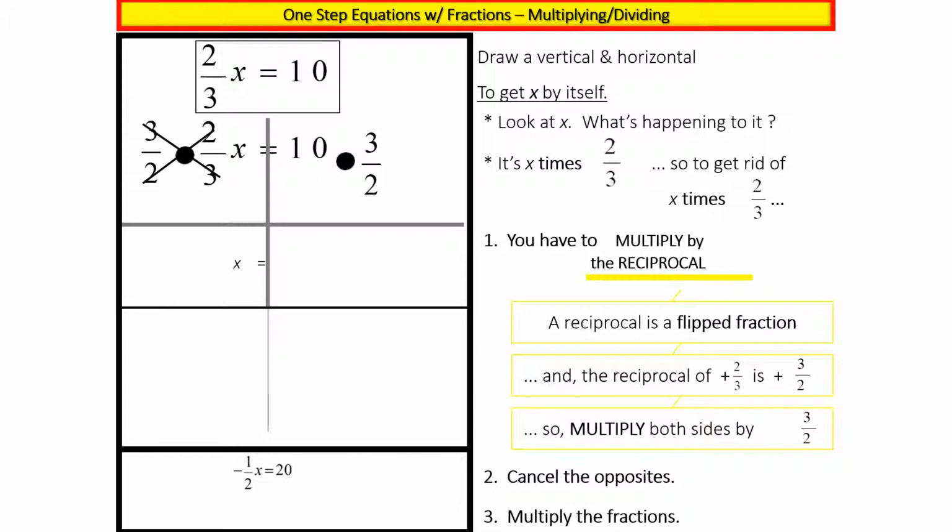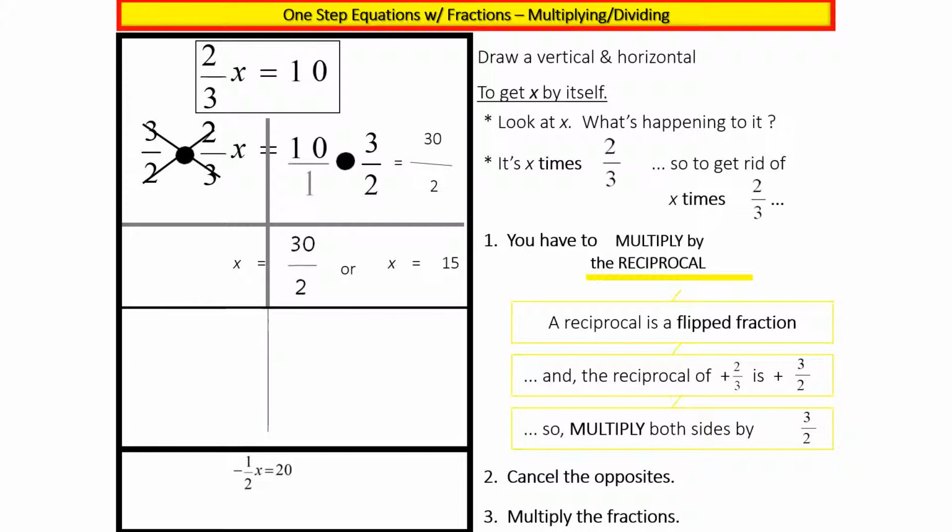Now let's do some math on the other side. Of course, when you multiply fractions, it's numerator times numerator, denominator times denominator, and then if possible, simplify. So the solution we've come up with is that x equals 15.